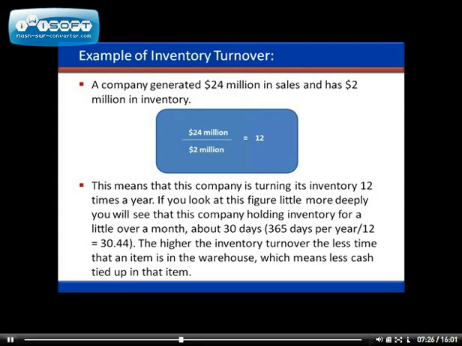And so if you look at that figure a little bit more deeply, you will see that the company is holding inventory for just a little over a month, about 30 days. And we get that by dividing 365 days by 12, and that will give you 30 days. And so the higher the inventory turnover, the less time that an item is in the back room or the warehouse, which means less cash is tied up in that particular item.